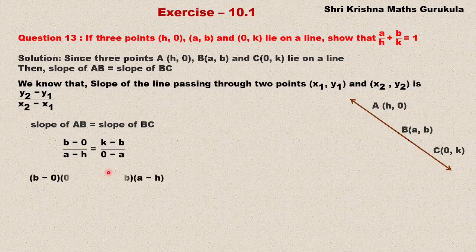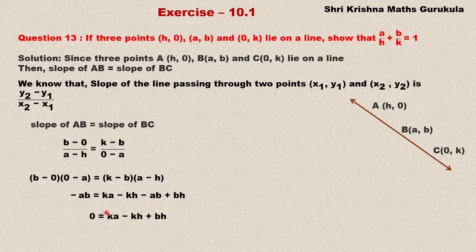Now let us cross multiply this. What do we get? b minus 0 into 0 minus a is equal to k minus b into a minus h. Now let us multiply and open the brackets. What we get is minus ab is equal to ka minus kh minus ab plus bh. Now minus ab and minus ab get cancelled. Our equation will be 0 is equal to ka minus kh plus bh. Now I can rewrite this as kh is equal to ka plus bh.